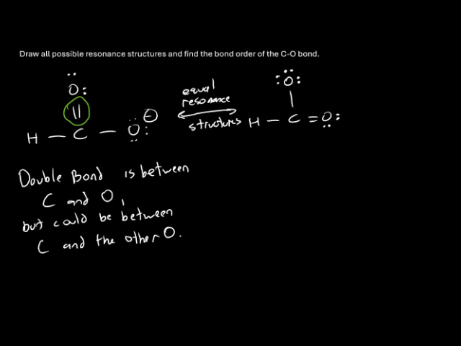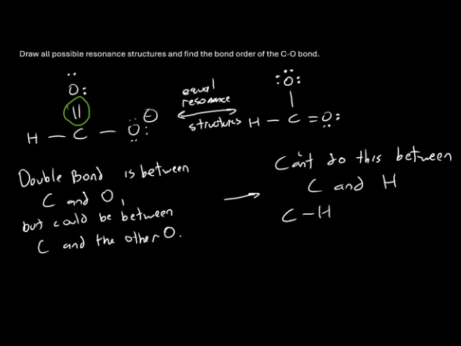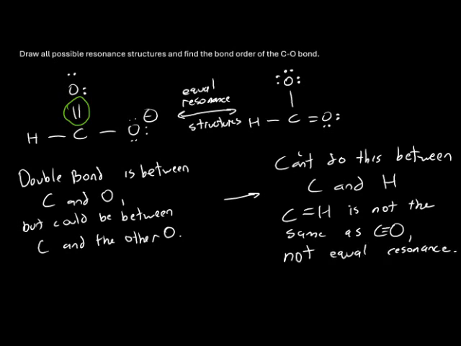However, you could not do the same thing between C and H. The reason why is because C to H is not the same thing as C to O, and therefore that would not be an equal resonance structure. Therefore, when we draw these resonance structures, we only draw the double bond moving between the 2 different COs, not between the C and the H.